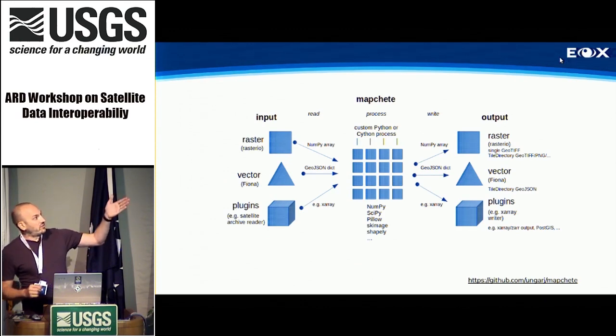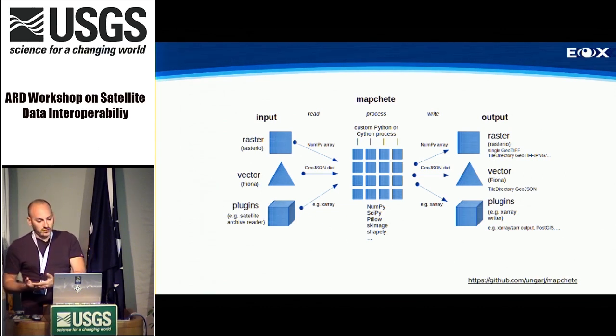Yeah, so it gets read. Then within this execute function, every raster input gets converted into a NumPy array. Every vector dataset gets converted into a GeoJSON dictionary. And so within your process, you can make use of NumPy, SciPy, Pillow, scikit-image, Shapely, so whatever Python package you're familiar with to process your geodata.